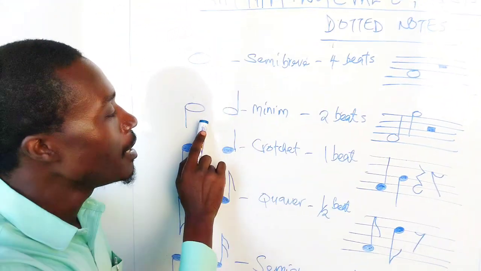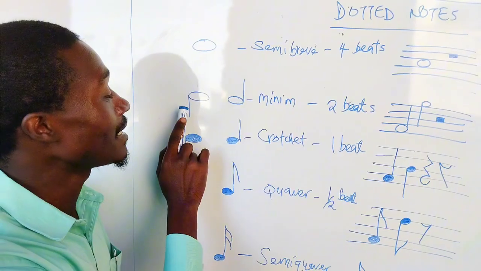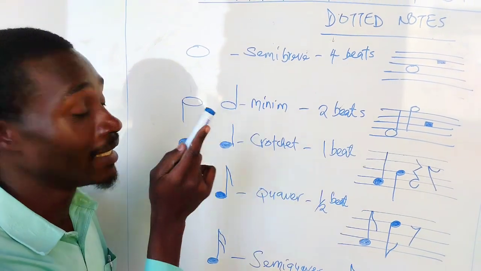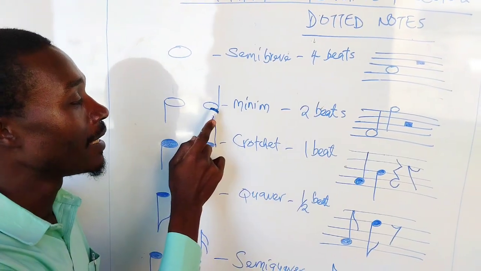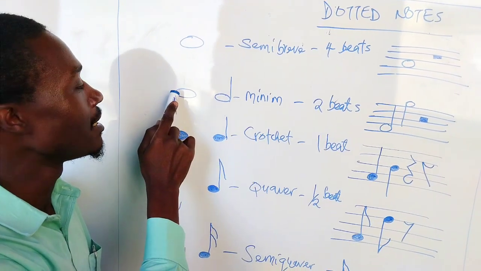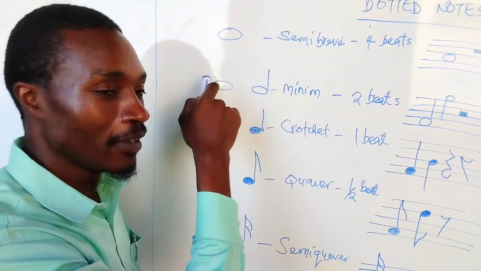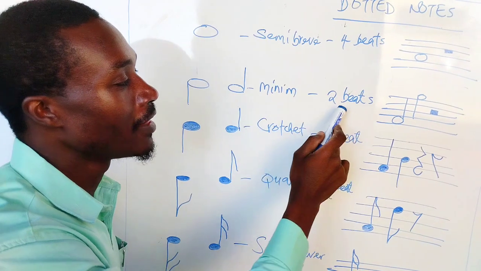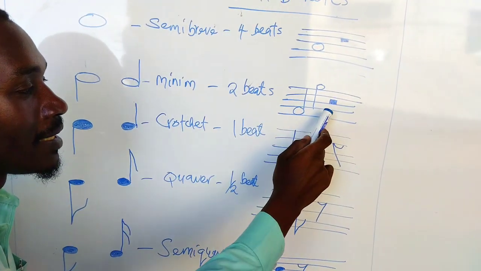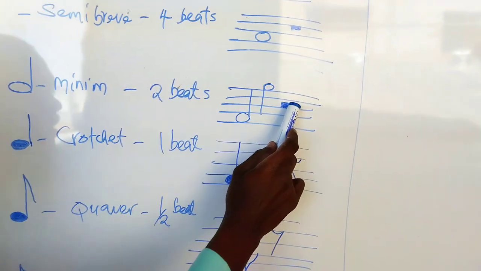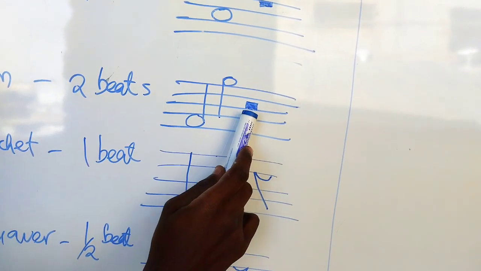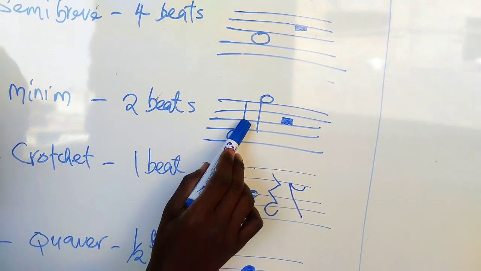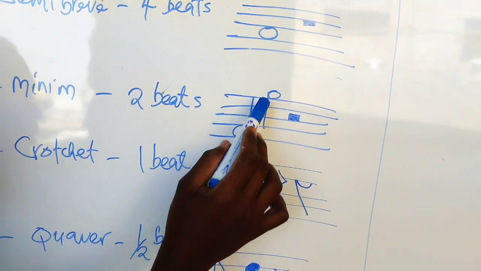Then we have the minim, where we have a head with a stem. The other time I talked about this one having a tail; this time around, it is a stem. The stem is on the left if it is facing down, and on the right if it is facing up. The minim is 2 beats, and the rest of the minim is just resting on the third line. The stem must reach at least an octave.